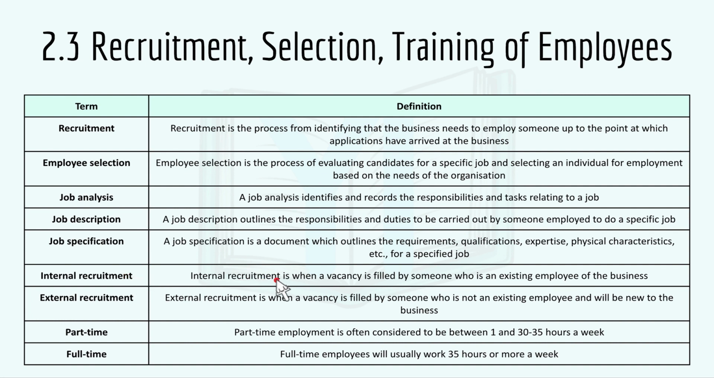Internal recruitment is when a vacancy is filled by someone who is an existing employee of the business. External recruitment is when a vacancy is filled by someone who is not an existing employee and will be new to the business. Part-time employment is often considered to be between 1 and 30 to 35 hours a week, and full-time employees will usually work 35 hours or more a week.